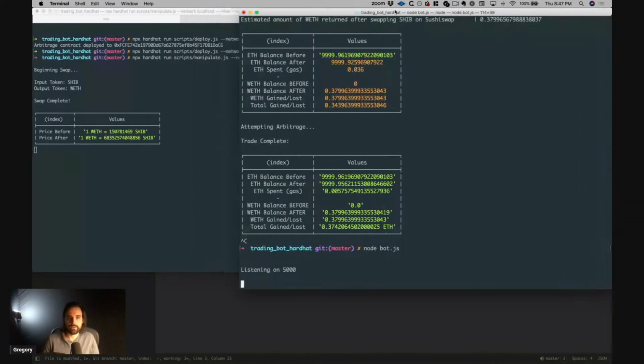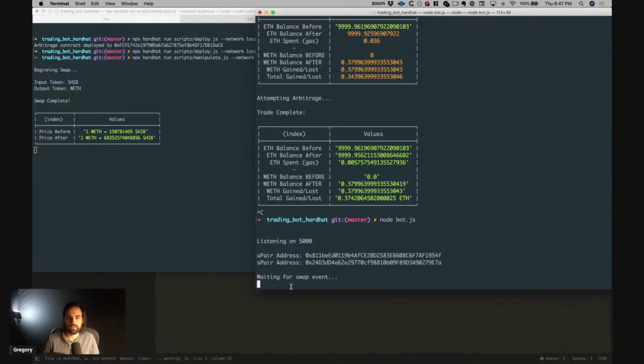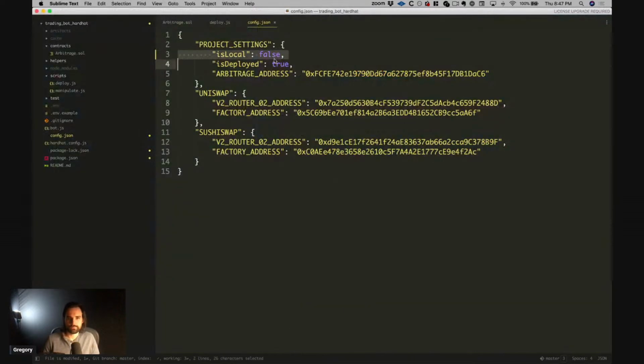Let's go ahead and run that. Let's just see if it finds anything. So is local is for your bot. It's saying, is it looking for opportunities on your local network, which is that Hardhat node, or if it's false, it'll look for it on mainnet. If it's true, it'll look for local. Is deployed is your smart contract, out there. So actually, I want to make sure I get those settings right.